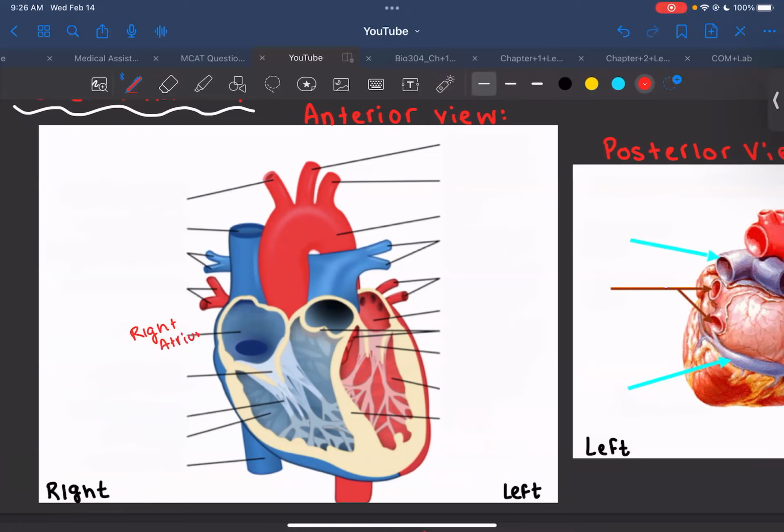I'm going to try my best to write neatly, but we'll see how that goes.